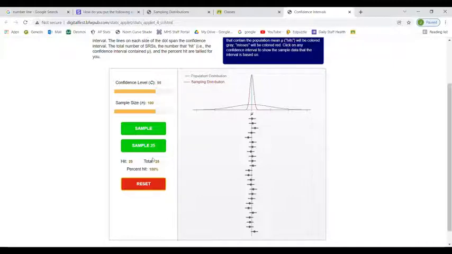But it's that the X bars, even though the confidence intervals are smaller, are more closely clustered around that mean. So it doesn't affect the capture rate of our samples.